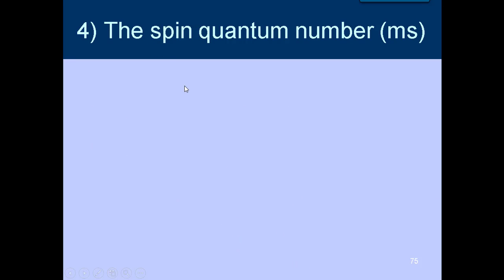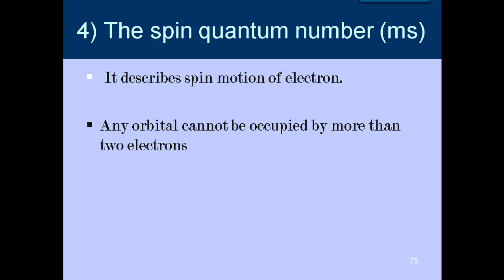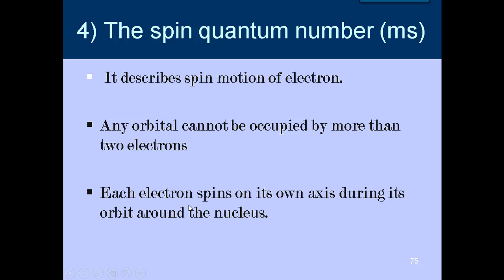The last quantum number is spin quantum number, which is denoted by ms. This quantum number describes the spin motion or the rotation of electrons around the nucleus. As we mentioned in magnetic quantum number, any orbital cannot be occupied by more than 2 electrons. Each electron spins on its own axis during its orbiting around the nucleus. So the electron has 2 rotations, one around its axis and the other one around the nucleus.